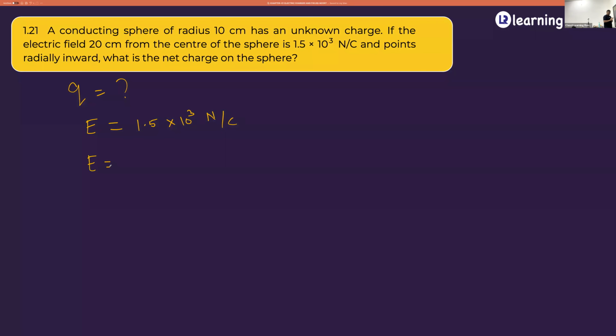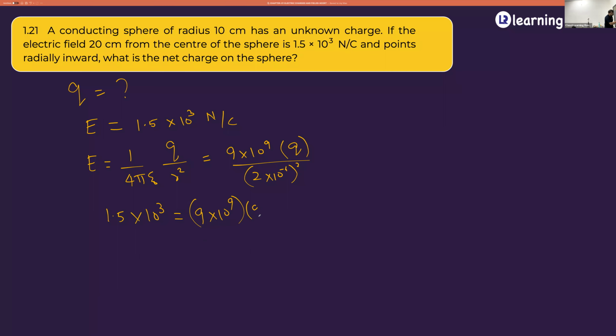We know that the electric field due to a conducting sphere is given as 1 divided by 4 pi epsilon naught into Q divided by R square. So this is going to be 9 into 10 power 9 into the charge, which is what we need to find, divided by R square. R is 20 centimeters, so it is 20 into 10 power minus 2, or 2 into 10 power minus 1, the whole square. Electric field is known: 1.5 into 10 power 3 is equal to 9 into 10 power 9 into Q divided by 4 into 10 power minus 2.